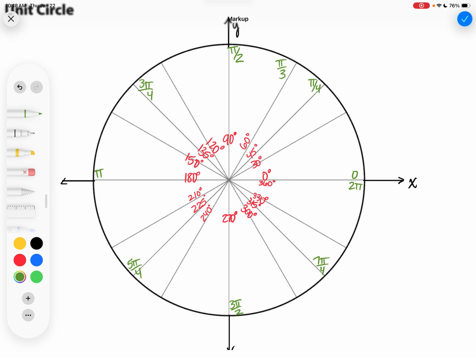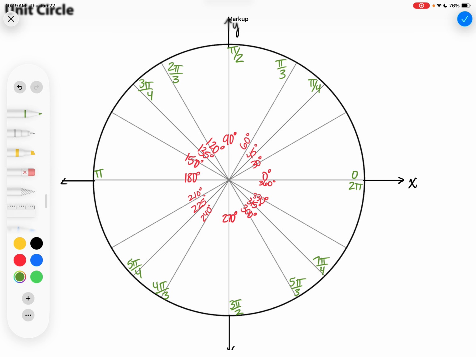Now, then we have to go another 60 degrees. So this one skips pi over 2. So we go over here at 2 pi over 3. Another 60 degrees is 3 pi over 3, which is pi. Then we jump another 60 degrees, and this is 4 pi over 3. Another 60 degrees is 5 pi over 3. And then all the way around is 6 pi over 3, which reduces to 2 pi.